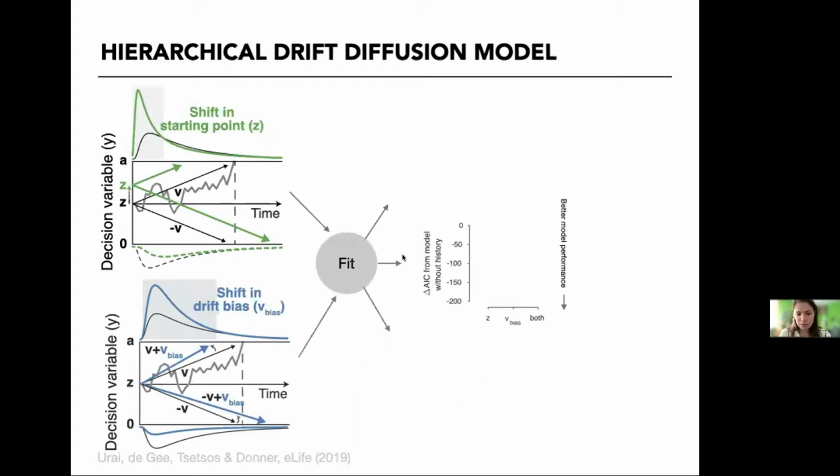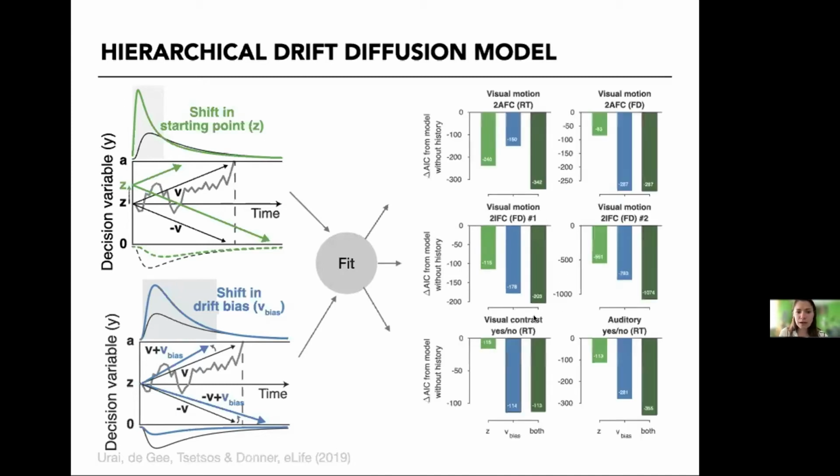First, we performed a model comparison to see which of the models best explained the data. And here, lower is better. So you'll see a bar here in green for a model with only a starting point shift depending on the previous choice, or a drift bias shift, or both. And we see that across all these data sets, most of them had the winning model that had both. So we need both these parameters to fully account for these choice history effects on decision making, but the drift bias term was winning in most of the data sets.